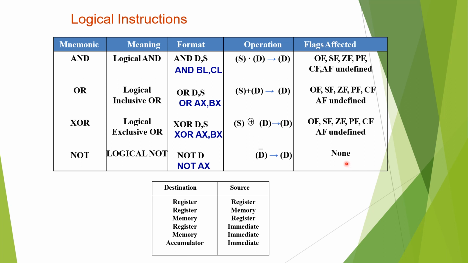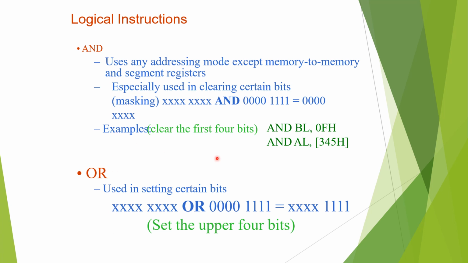Let us see some examples. Here the destination and the source could be a combination of register and register, register and memory, memory and register, register and immediate data, memory and immediate data, or accumulator and immediate data. These are the possible combinations which we can use for the destination and source for logical operations. We shall see the logical instructions with the help of some examples.